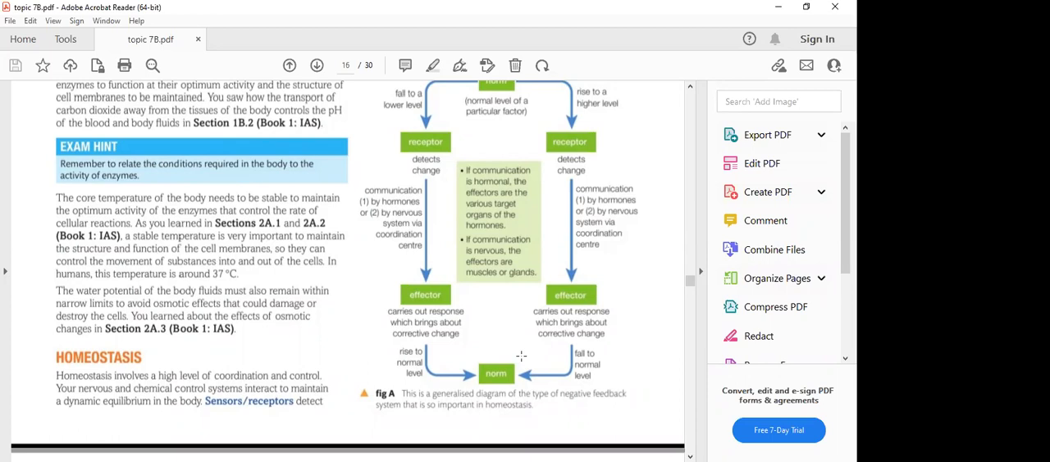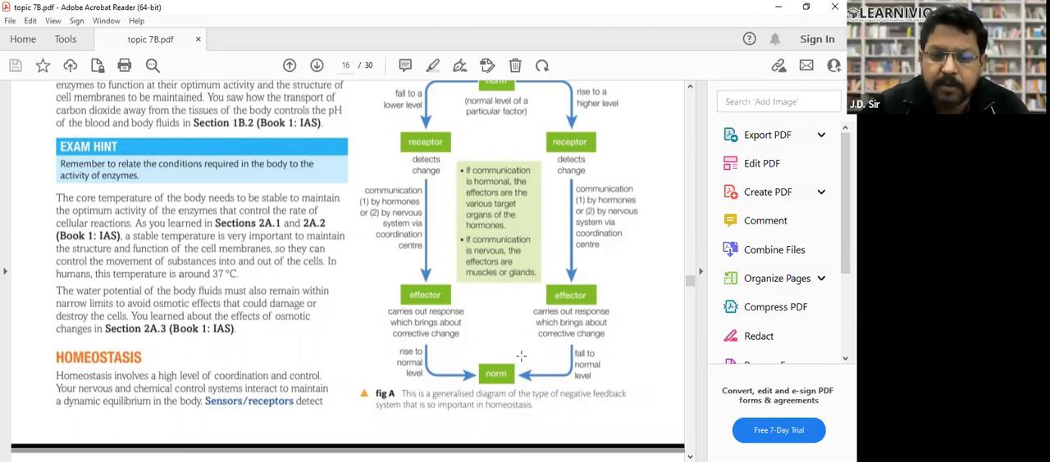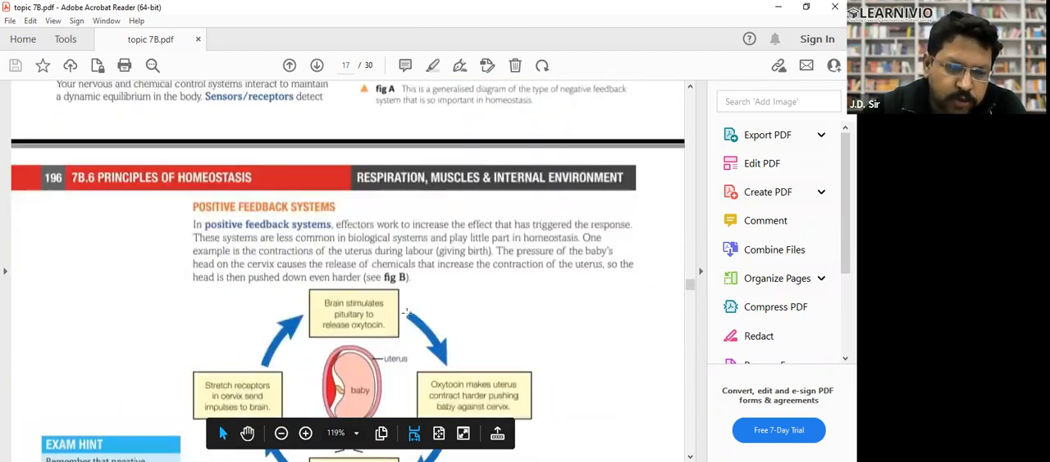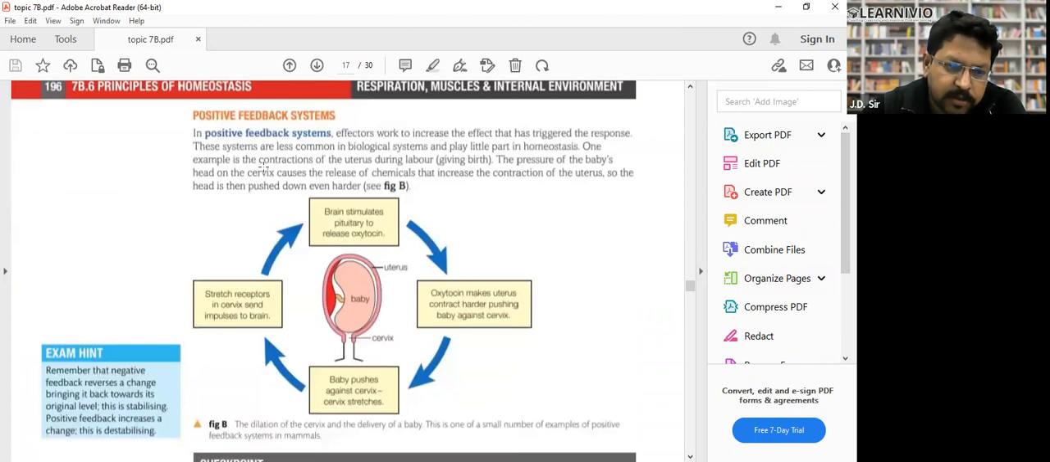Yes. This is called actually feedback method. 100% clear, Affaf? Yes. Okay. So the same story is given over here. There is example of positive feedback. In positive feedback system, effector work to increase the effect of the triggered response. That's what we discussed, right?